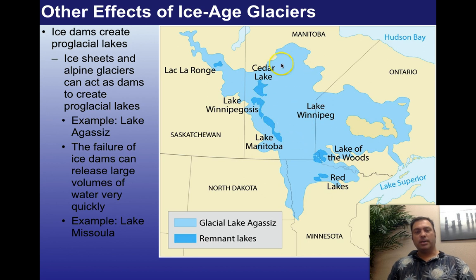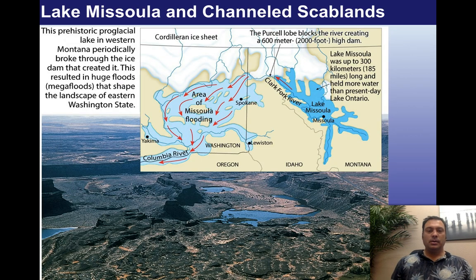The province of Manitoba is not small, and there are a couple of remnants of this ancient Lake Winnipeg that extends all the way from Saskatchewan down into Minnesota, and these little lakes are kind of what's left of it. There's an example that's very famous in the United States called Lake Missoula. So this is Lake Missoula on a map, right?